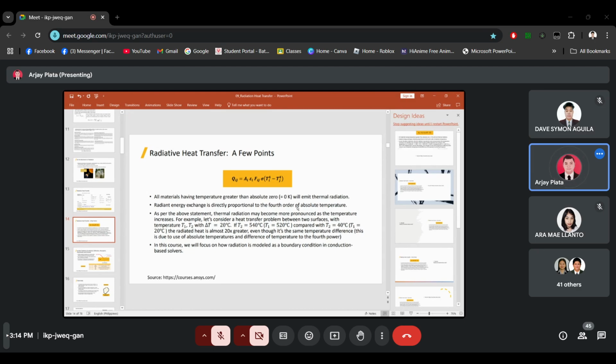So that's why we need to raise the temperature to the fourth power and convert it to Kelvin. For example, you are given a 20-degree Celsius delta T. So delta T will be 20, and we apply T1 as the exponent, and T2 is 40.